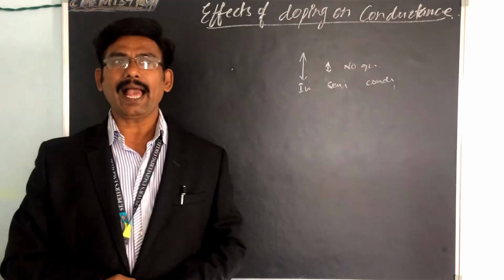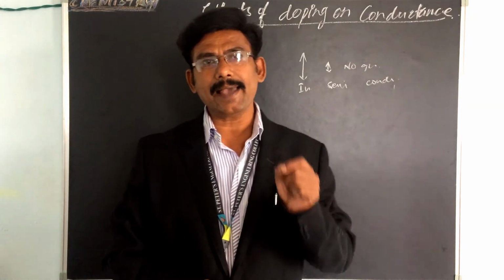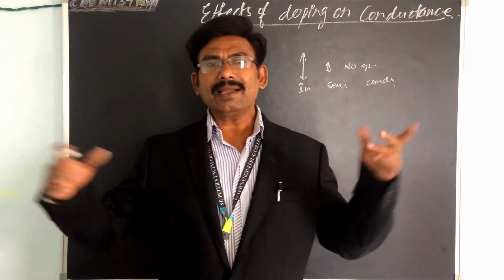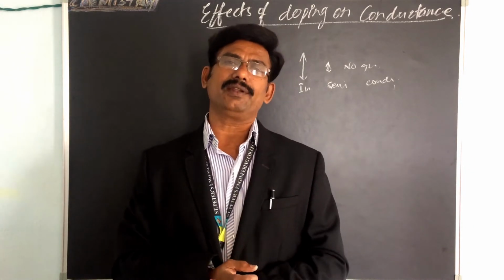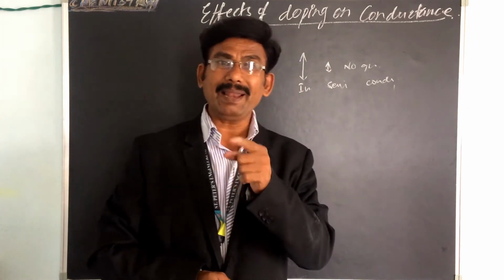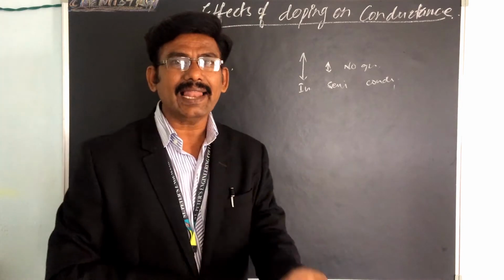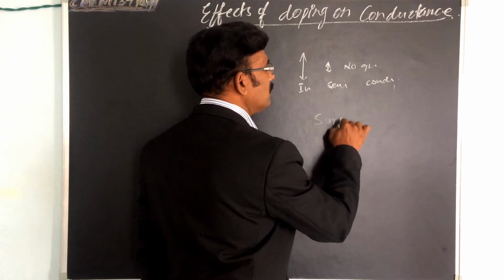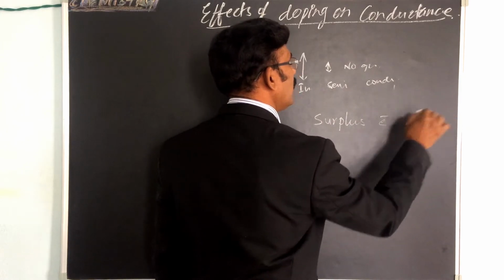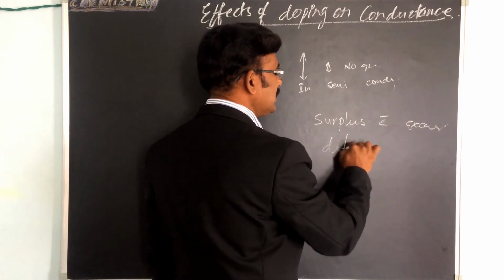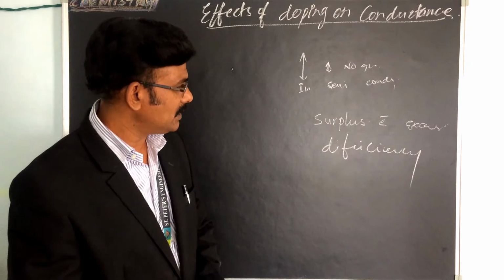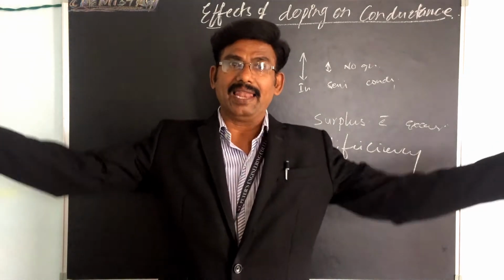Today, the topic is the effects of doping on conductance. Semiconductors are doped to generate either a surplus or a deficiency. So what is doping? Surplus electrons or deficiency of electrons. Surplus means excess. And deficiency means deficiency of electrons in the valence band.